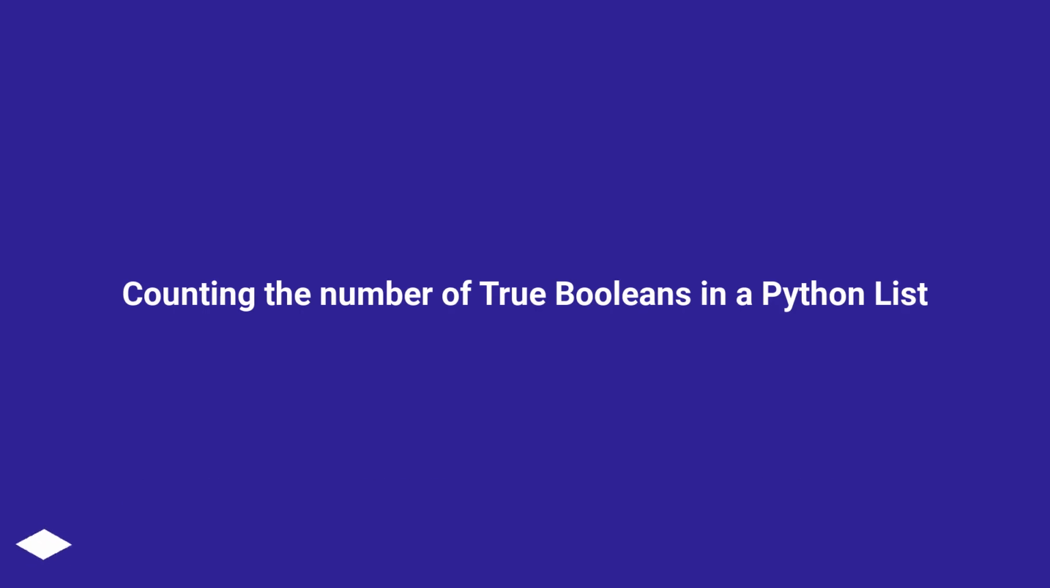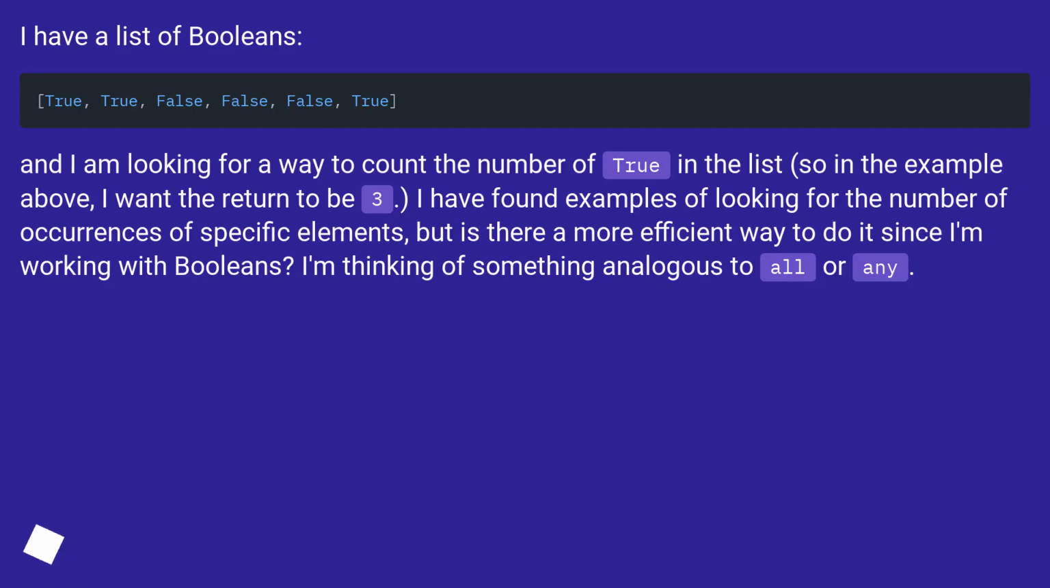Counting the number of true booleans in a Python list. I have a list of booleans, and I am looking for a way to count the number of true in the list, so in the example above, I want the return to be 3.